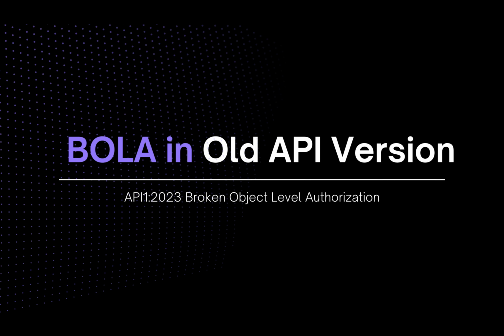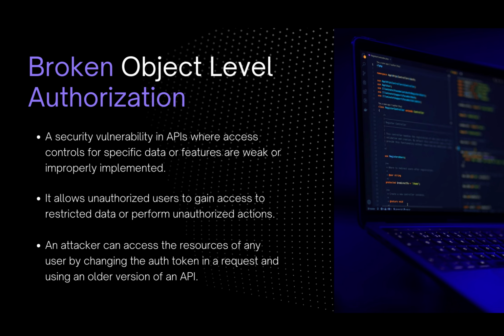Back again with another video in the test editor tutorial series, and today we are going to talk about BOLA in old API version. It is a security vulnerability in APIs where access controls for specific data or features are weak or improperly implemented, which allows unauthorized users to get access to restricted resources.